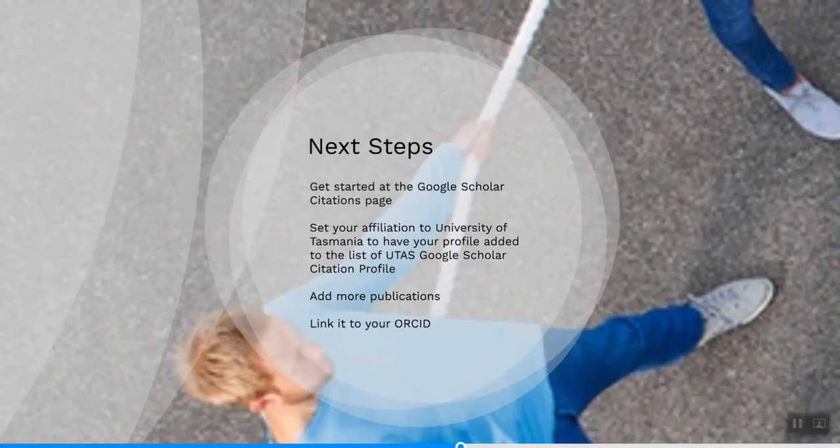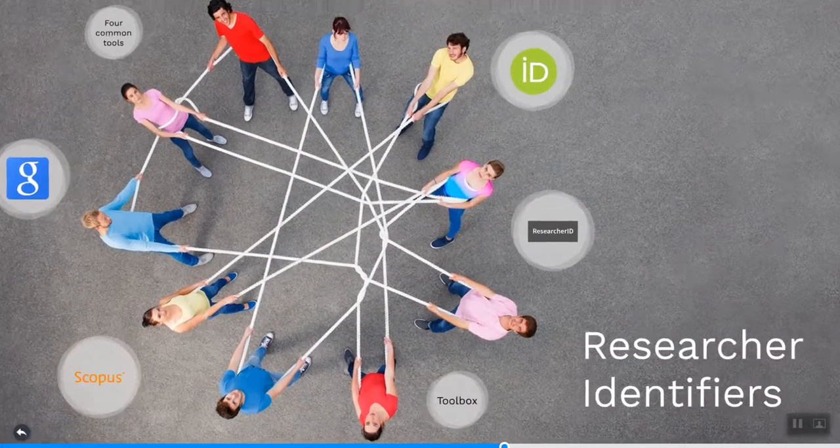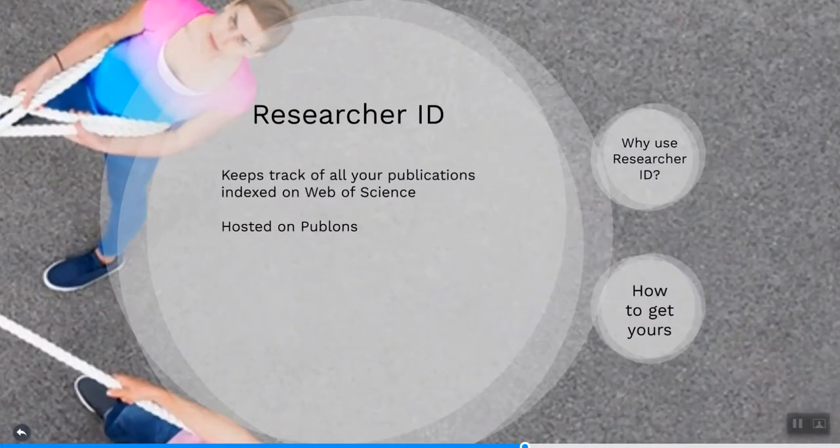Next is Researcher ID. This one's an author identifier that will group all your publications that are indexed in the Web of Science database. Researcher ID sits on something called a Publons profile, which is an individual space that tracks other kinds of activities you might be involved in within Web of Science during your career, such as peer reviewing.